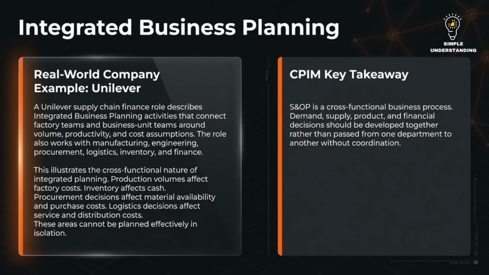Production volumes affect factory costs. Inventory affects cash. Procurement decisions affect material availability and purchase costs. Logistics decisions affect service and distribution costs. These areas cannot be planned effectively in isolation. CPIM Key Takeaway: S&OP is a cross-functional business process. Demand, supply, product, and financial decisions should be developed together rather than passed from one department to another without coordination.